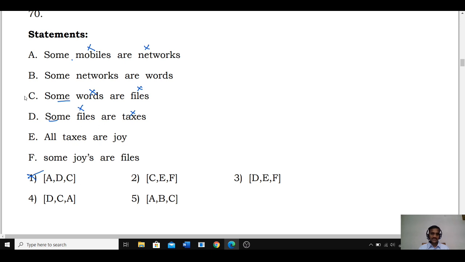C, E and F. These two, right. Some words are files, some tags are joined. Some tag. Is there any middle term? There is no middle term. Since there is no middle term, conclusion cannot be drawn.